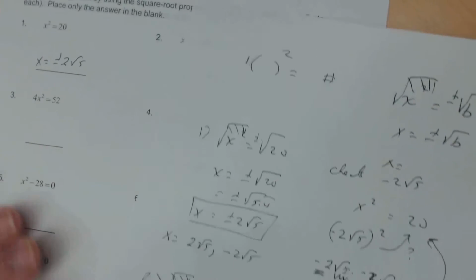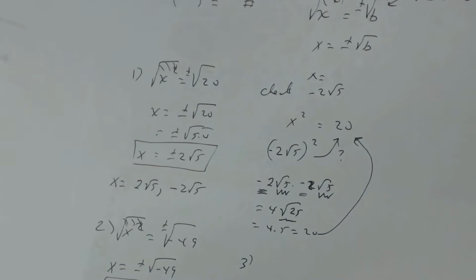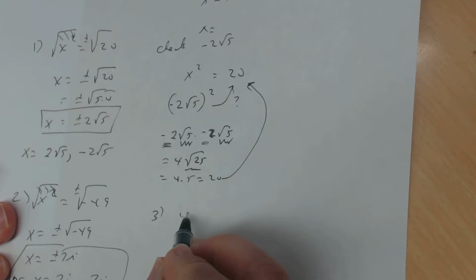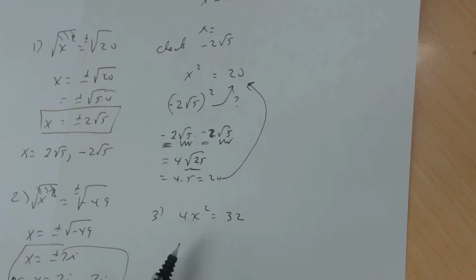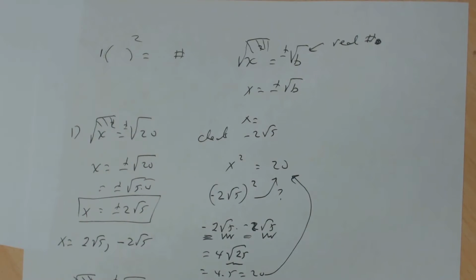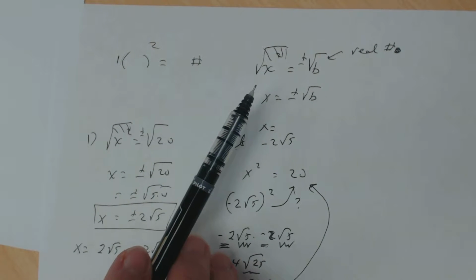Okay, now number 3. Let's look at number 3. So number 3, you have 4x squared equal 32. Now, technically, I can, if I wanted to, take the square root of both sides because that's a perfect square, so it's not going to mess me up. But let's just go ahead and follow the procedure. So remember, follow the process.